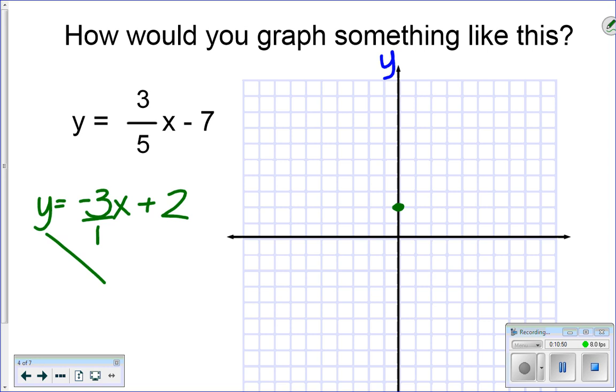And then I'm still going to go up 3. Let's see, but which way am I going to go over 1 this time? Yeah, I got to go this way. Up 3 over 1, so then when I connect my dots, guess which way my line goes?